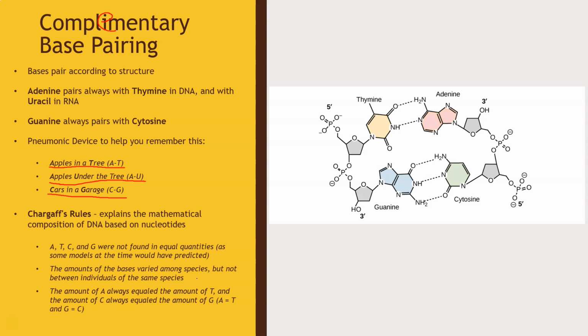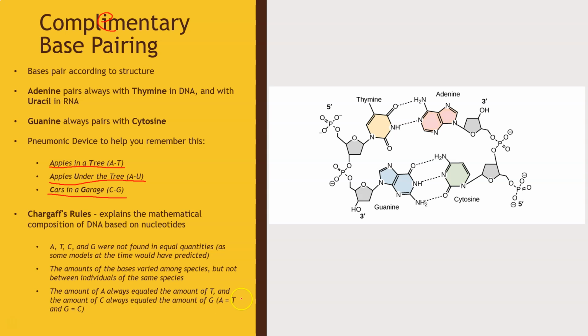But if we were to look at, say, the genome of a dog, for example, we would see that they have a completely different percentage of adenine, thymine, cytosine, and guanine compared to humans. All right. But Chargaff did find that the amount of adenine was always equal to the amount of thymine, and that the amount of cytosine was always equal to the amount of guanine.